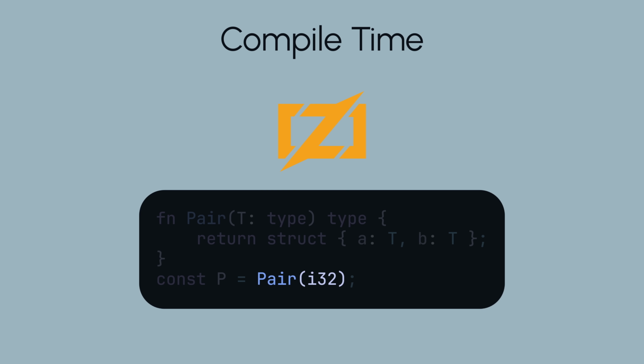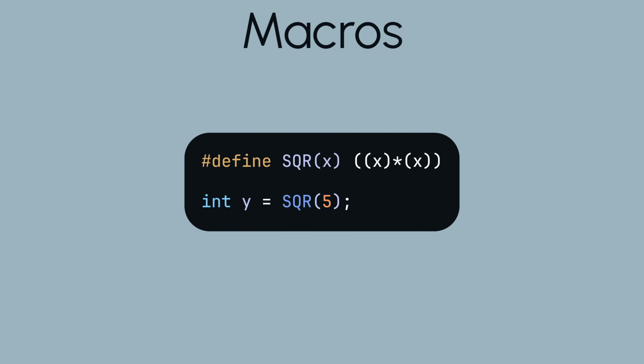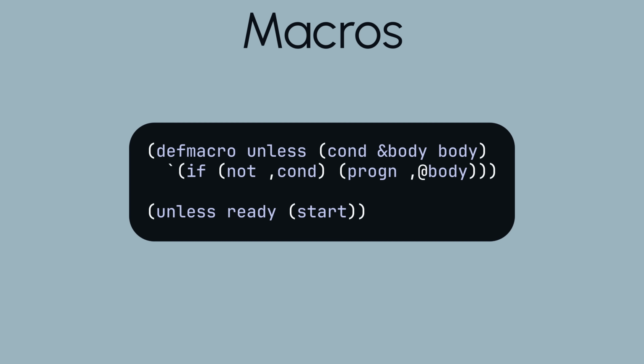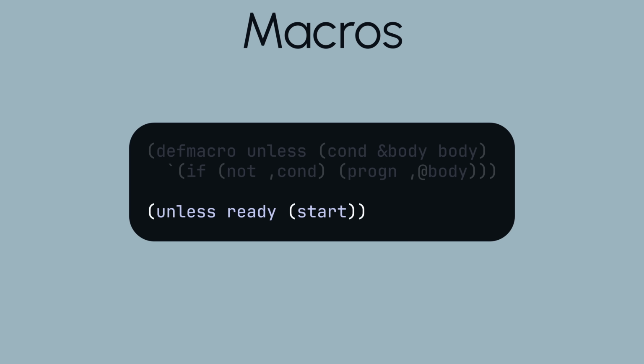A related but different idea is macros. Macros run at compile time, but instead of producing values, they produce code. Actual AST nodes that get spliced into the program. The C preprocessor is the best known one, but it's a bit of an outlier because it operates on raw text, not on the AST. Lisp's macros are arguably the cleanest design, because code and data share the same representation, so macros literally manipulate lists.